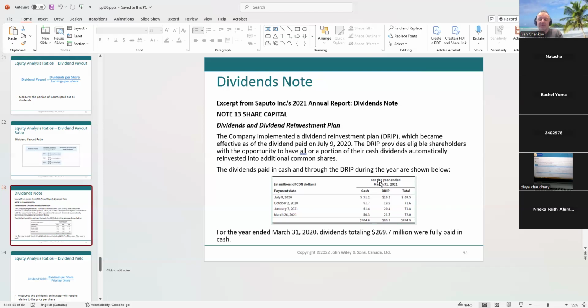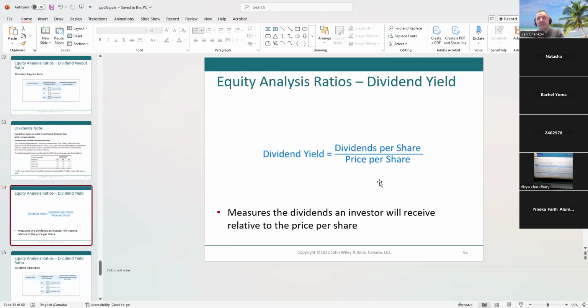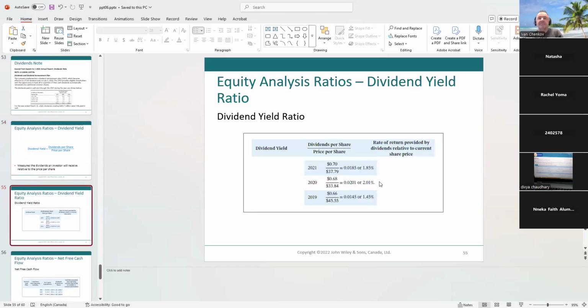But people always preferred cash in the hand rather than something in the future, right? That will be the rationality here. Dividend yield will be the dividend per share divided by the price per share. That will be the measure of the dividend you will receive relative to the price per share. So if I pay that much, how much is going to come back to me as a dividend? In this case, for every dollar that I'm paying, I'm going to get 2 cents, or 1.85.